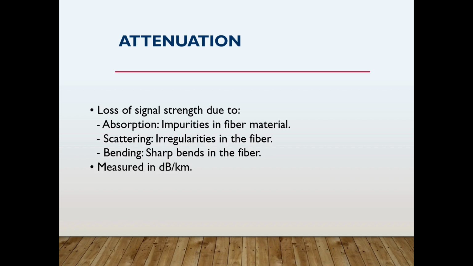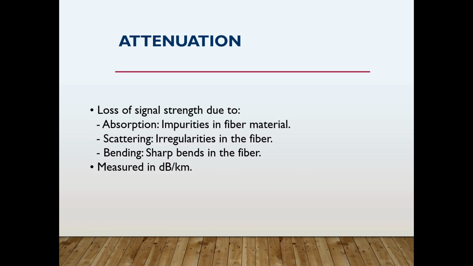To understand attenuation fully, we need to examine what causes it and its different types, which I am going to do now. First, what is attenuation loss? This refers to the reduction in the intensity of the light signal as it propagates through the optical fiber. This is usually measured in decibels per kilometer.